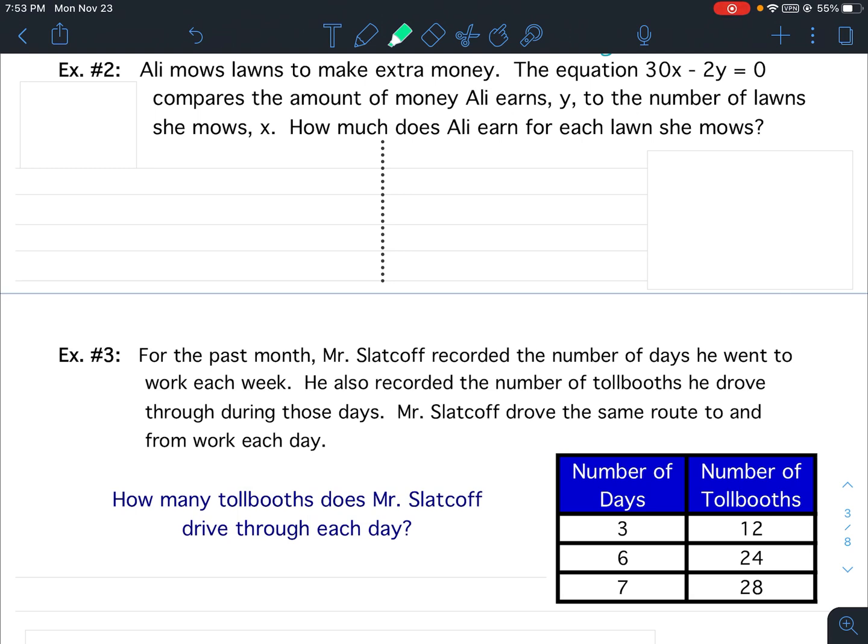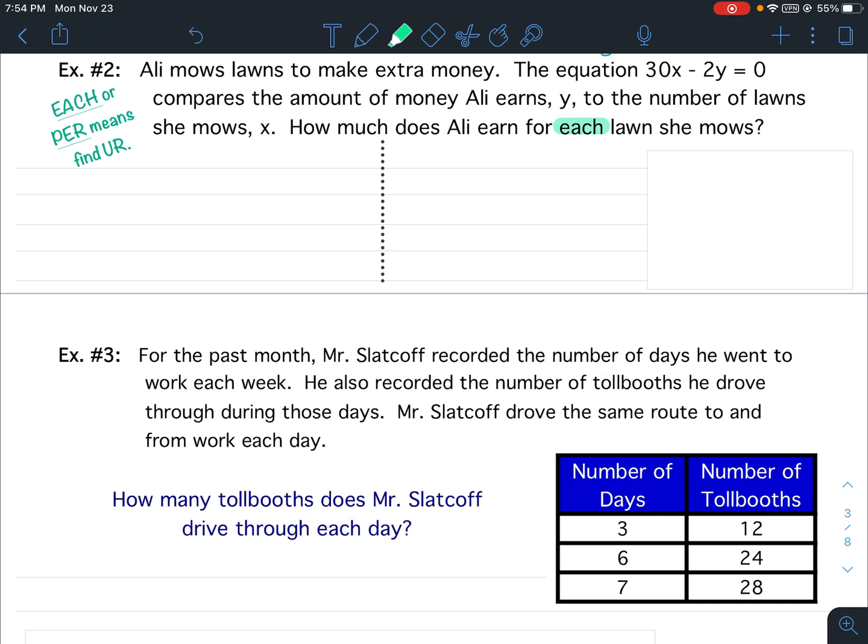All right, the first thing I want you to do is underline that word each. That is very important. A lot of times you're going to see the word each or per. Anytime they're asking you for each or per, they want you to find the unit rate. Go ahead, get that written down.